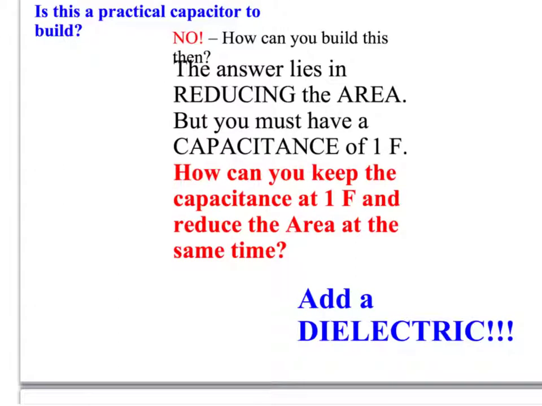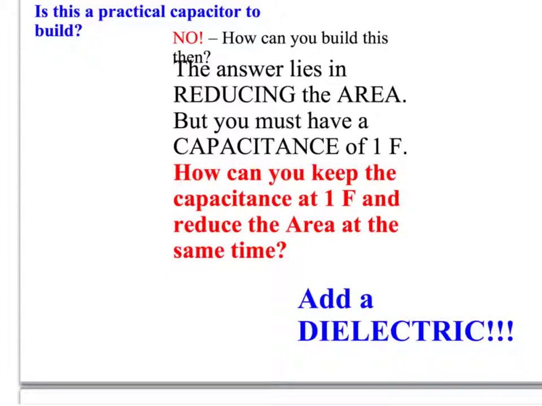So, is it practical to build such a capacitor? Absolutely not. So how can we get a 1 farad capacitor? The trick is going to be to reduce our area. That means we have to use less material and thus spend less money. But we still need that same capacitance. So how do we do that?